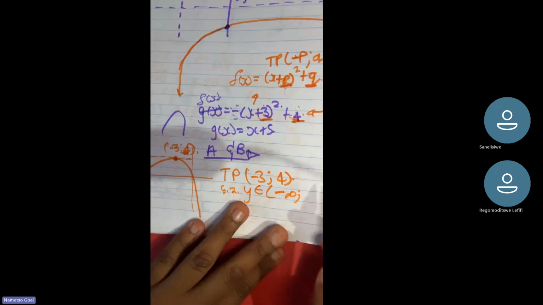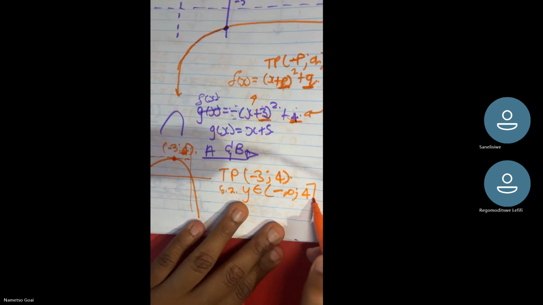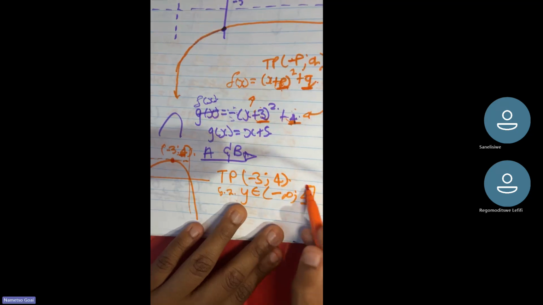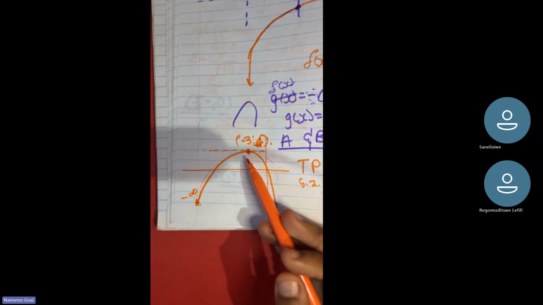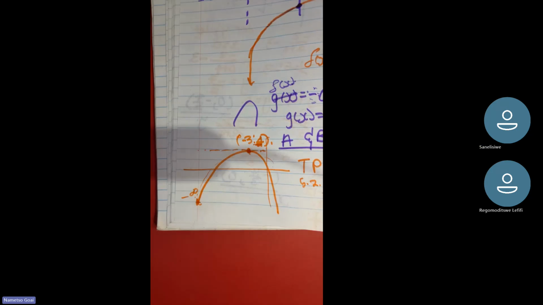Stops at 4. And you have to include this 4. Unlike this, right? You have to include this 4 because it does indeed go through the 4. It does touch the 4. Right? The 4 is included.